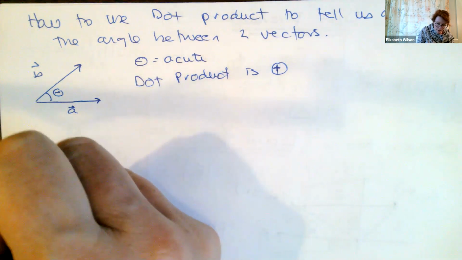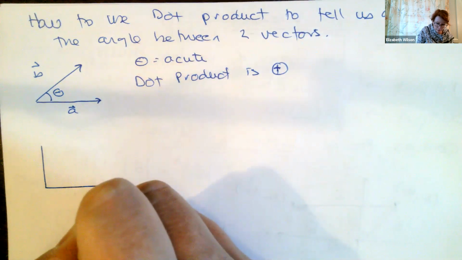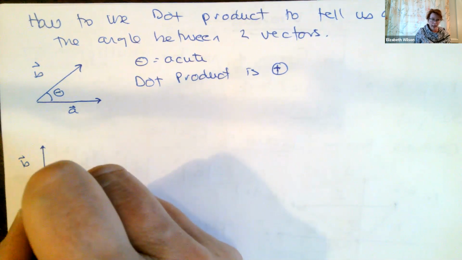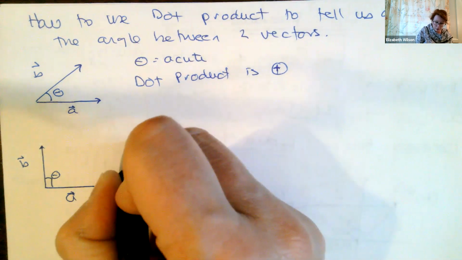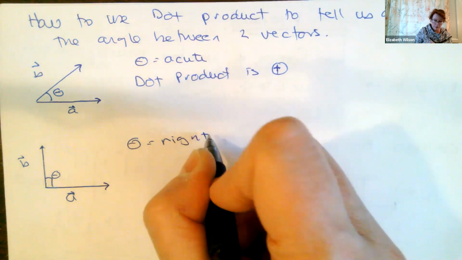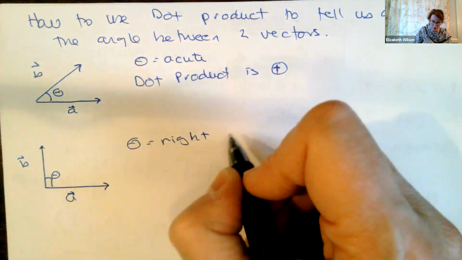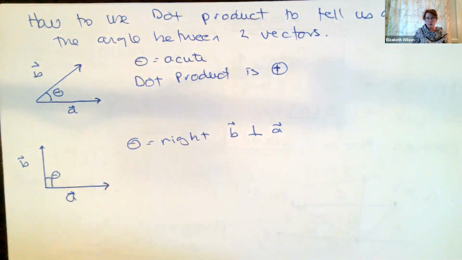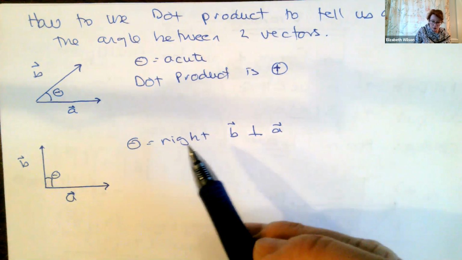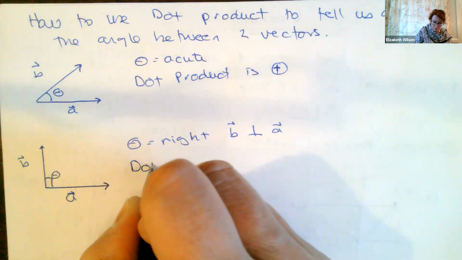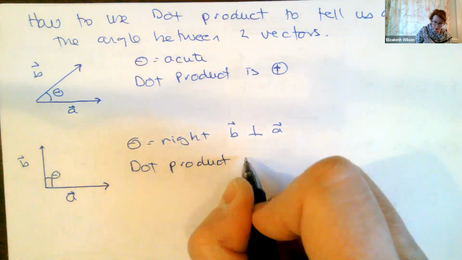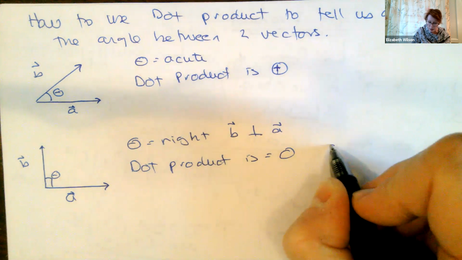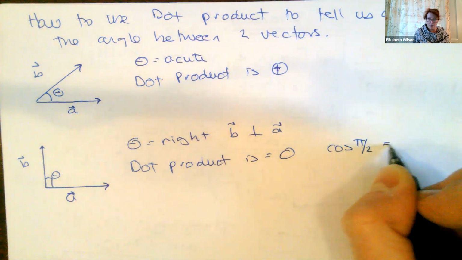Let's draw it like, here's my A, here's my B, here's theta. The angle between them is a right angle. It's perpendicular. We would say B is perpendicular to A. So the dot product is actually a good test to see if two vectors are perpendicular to each other. That means that our dot product is equal to 0, and why? That's because the cosine of pi over 2 is equal to 0.